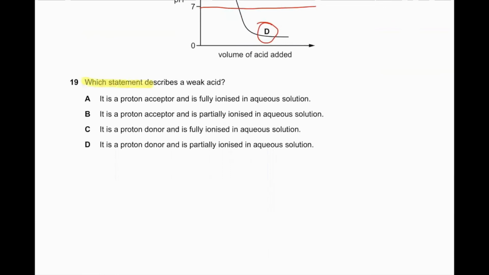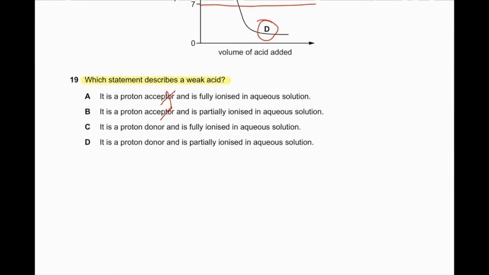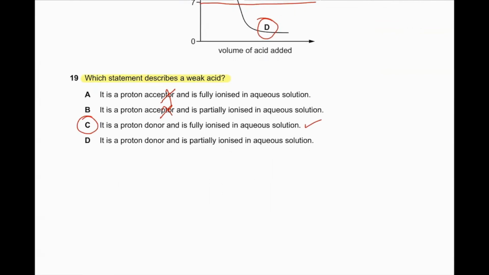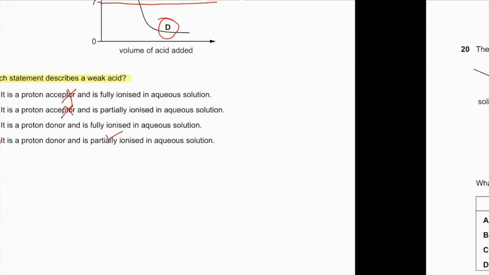Which statement describes a weak acid? A weak acid partially dissociates. So whatever it says, an acid is not a proton acceptor, by the way. An acid is a proton donor, and it is fully ionized in aqueous solution. So 19C is the correct. All right, since it says it's a weak acid, so it must be partially ionized. 19D is the correct answer.